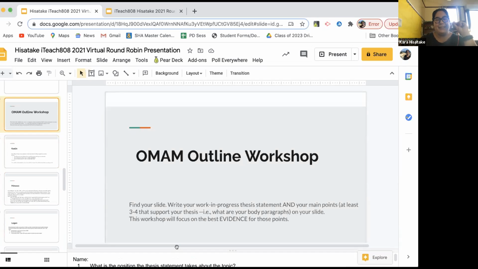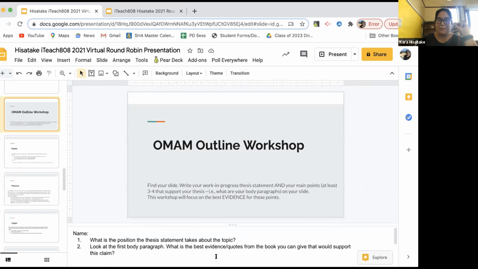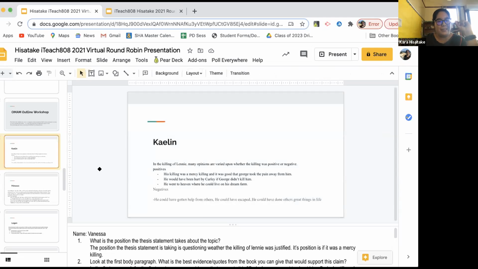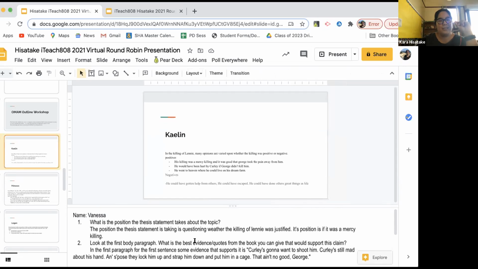And then the second thing I asked them to do, this is the round robin part of it again, I asked them to copy this and answer it for the person below them. So they would put their name and then they would answer these questions. What is the position the thesis statement takes about the topic? And second, look at the first body paragraph point, what are the best quotes in the book that you can give that would support that claim? So you can see that playing out here. They're answering the question for their partner.